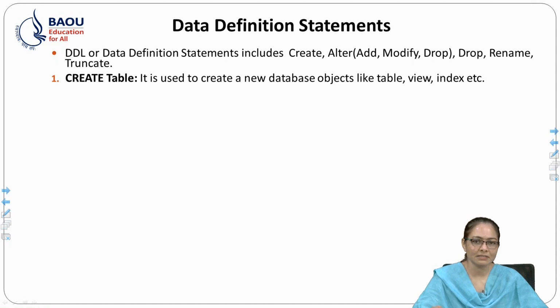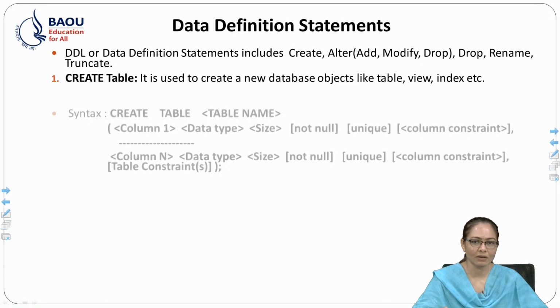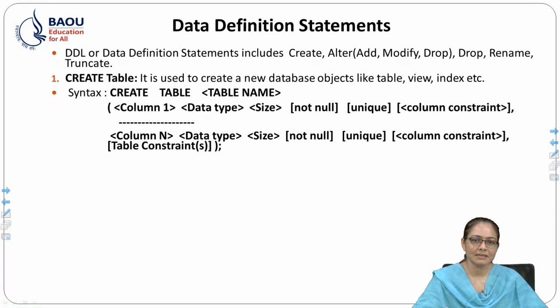Now first one is the create table command. Create table command is used to create new database objects like the table, view, index, etc. The column name must be unique. The columns are separated by commas. Here is the syntax of the create table command.